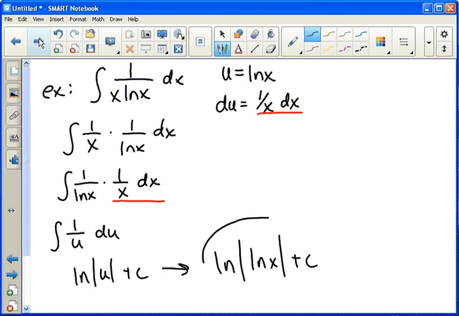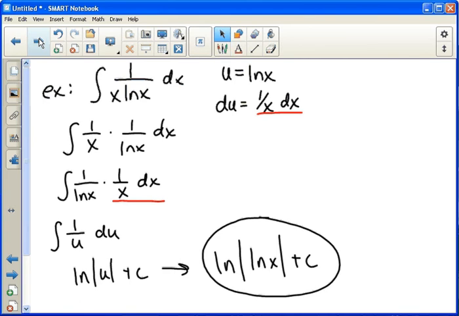Okay, that's it. So just watch out for things that aren't exactly du over u, and also watch out for having a natural log in there. If you have natural log in a problem, it will be your u.